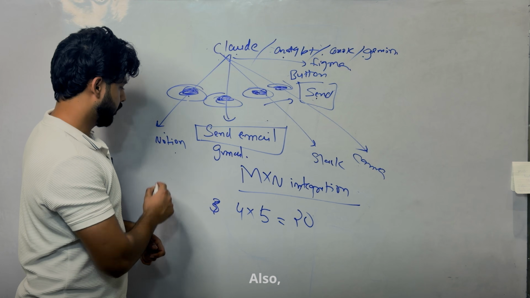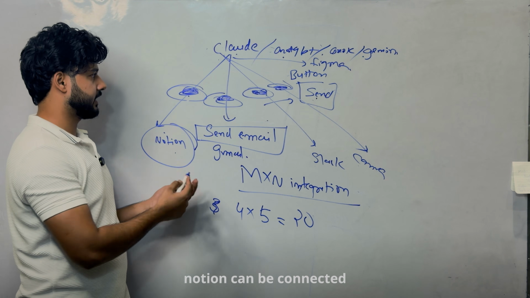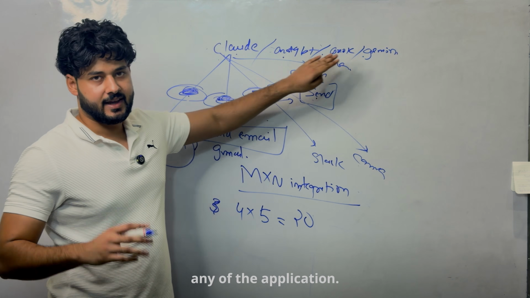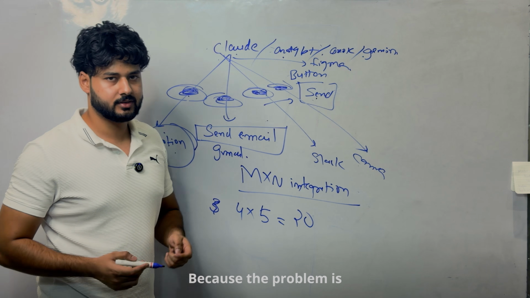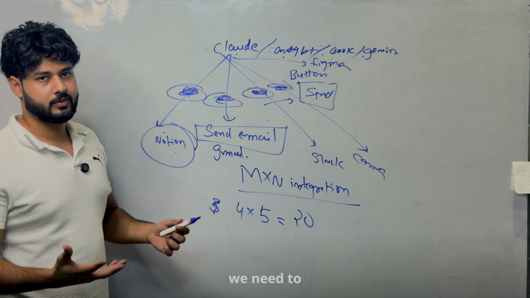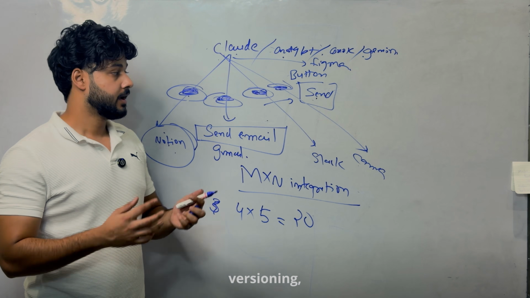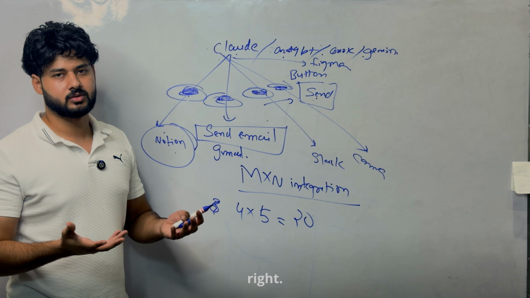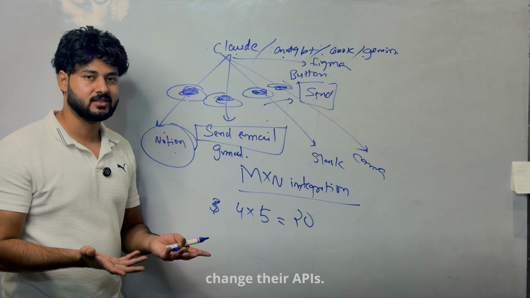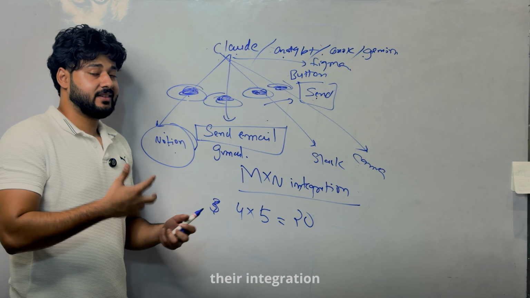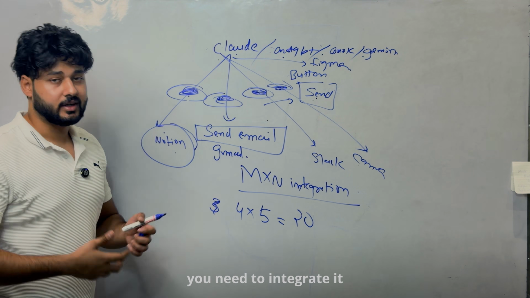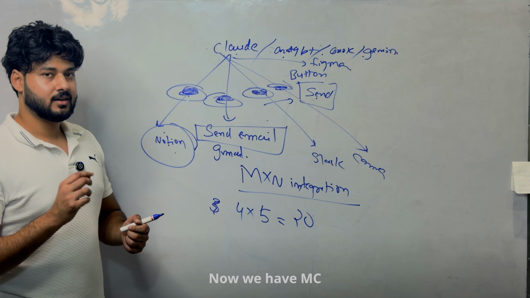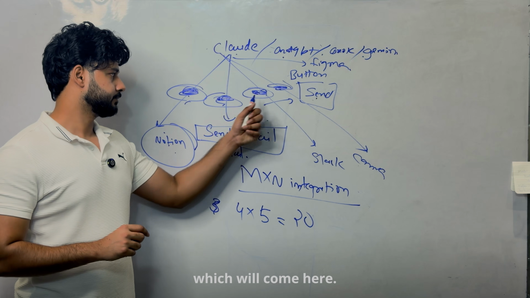Here also, Notion can be connected by any AI application, because the problem is, if we don't have any standardization, we need to maintain the API versioning, we need to maintain the dependencies, because nobody knows, right? Tomorrow maybe Notion changes their APIs, maybe tomorrow Gmail changes their integration, and now you need to integrate in this way, right? This would create some problems. Now we have MCPs which will come here.